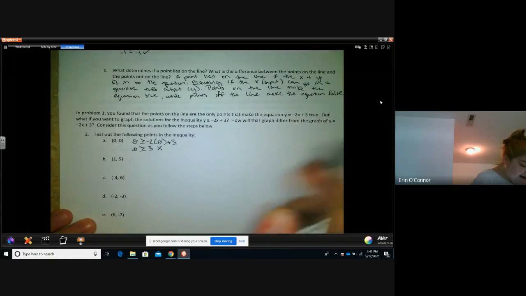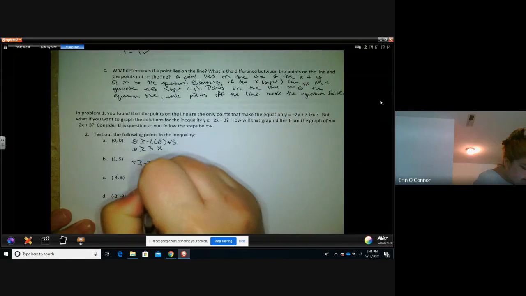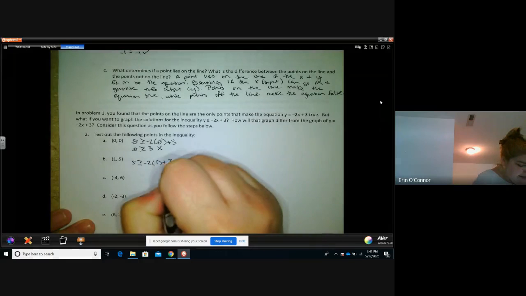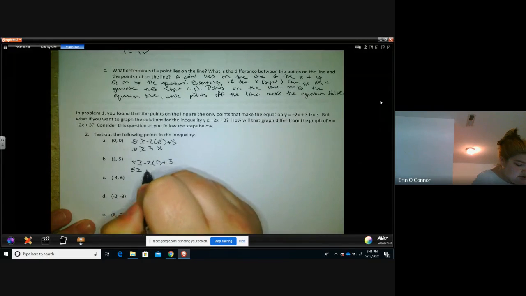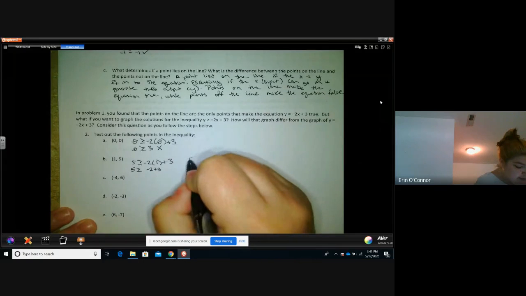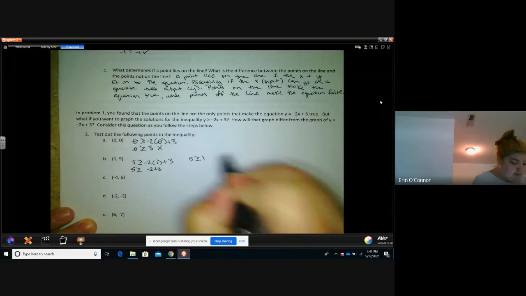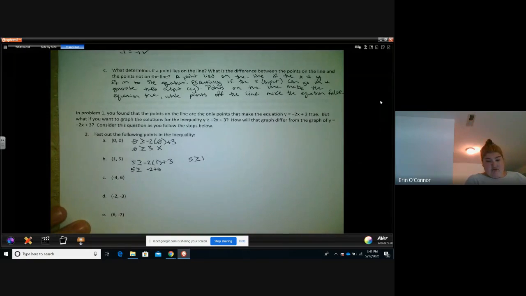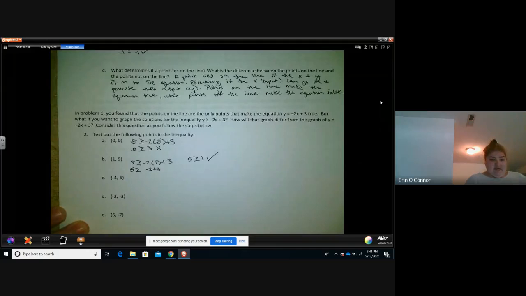And what about 1, 5? Let's see. So 5 is greater than or equal to negative 2 times 1 plus 3. 5 is greater than or equal to negative 2 plus 3. Negative 2 plus 3 is positive 1. 5 is greater than or equal to 1. Is that true? Is 5 greater than or equal to 1? It is. So that one checks out.